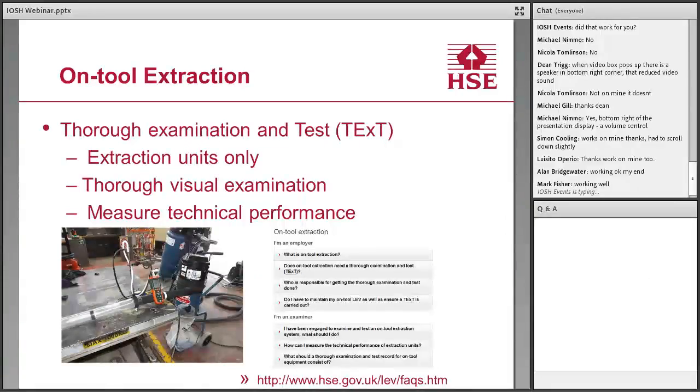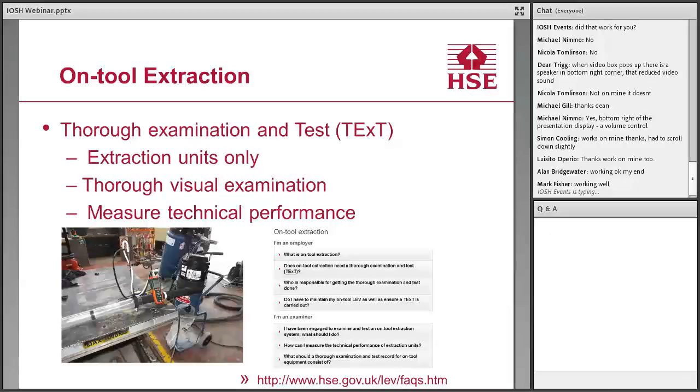The other thing to think about is that all LEV requires a thorough examination and test. Now, we've always done this for fixed LEV, but I think it's going to be a common practice to do it for on-tool stuff. We've worked very hard with the tool manufacturers and the hire industry to develop a process that can be done for this type of kit, because at the end of the day, even if it's regularly maintained, it's important to ensure that every so often it's giving the adequacy of control that you're assuming it's got, and that's what a thorough examination and test is designed to do.